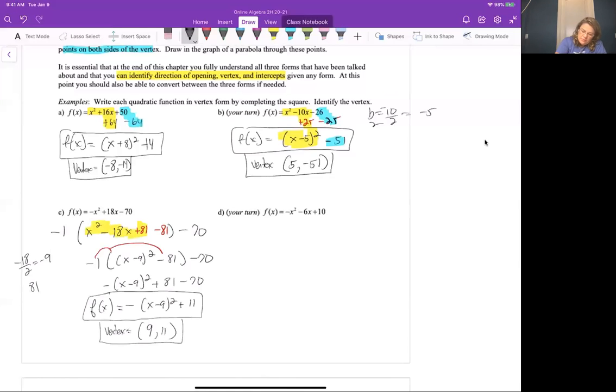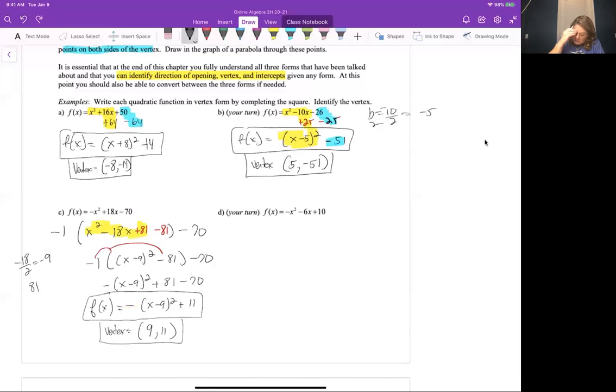Now, one thing I should also point out, we have a negative outside here. So that will be a vertical dilation, which means I will reflect it on the x-axis, which is why the parabola opens down. Okay, I have a plus 11, which means I will shift the vertex upwards 11.